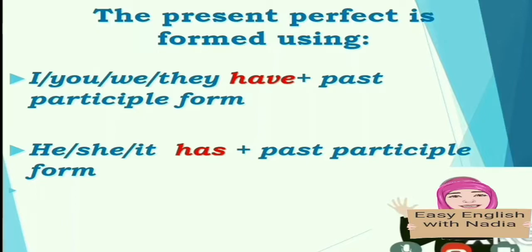The present perfect is formed using have or has plus the past participle. That is, I, you, we, they plus have plus the past participle; he, she, it plus has plus the past participle. Remember, have is used with I, you, we, they. Has is used with he, she, it. Okay? Good.